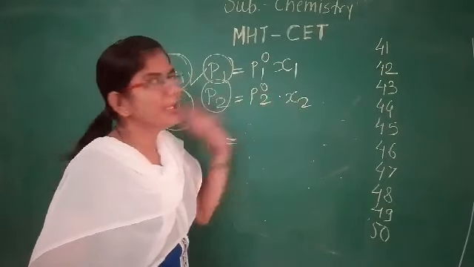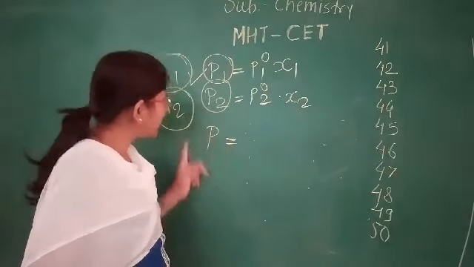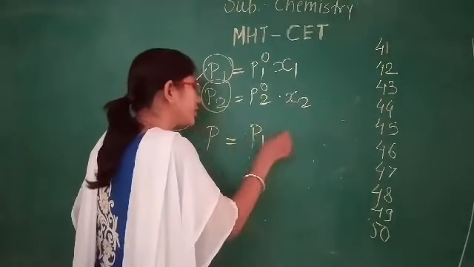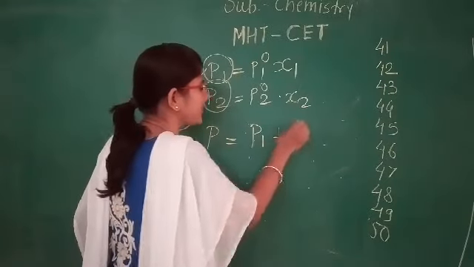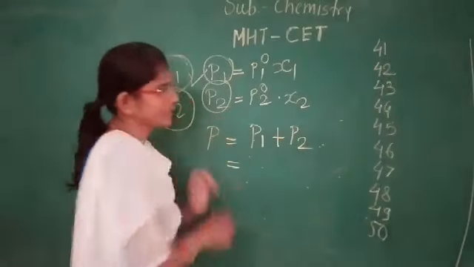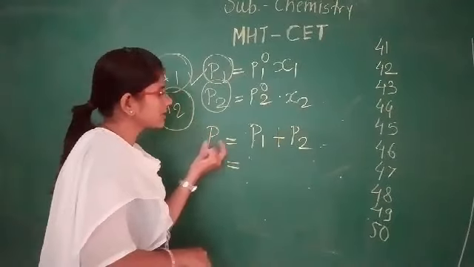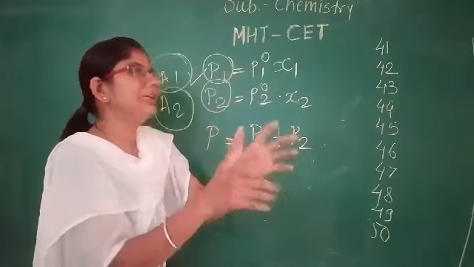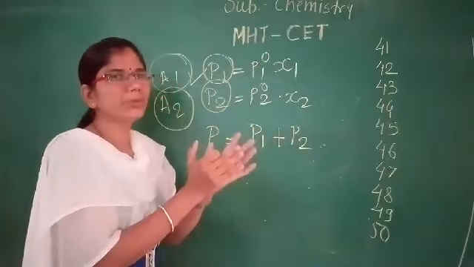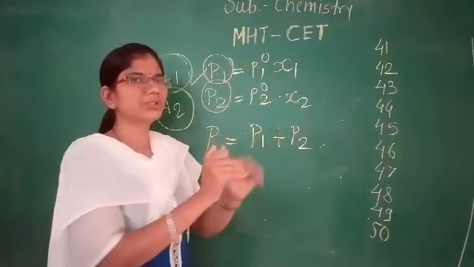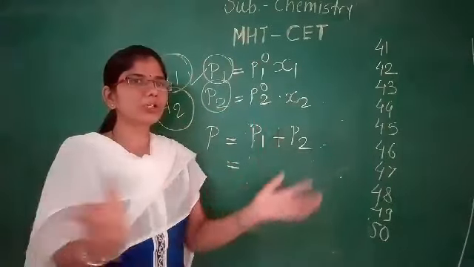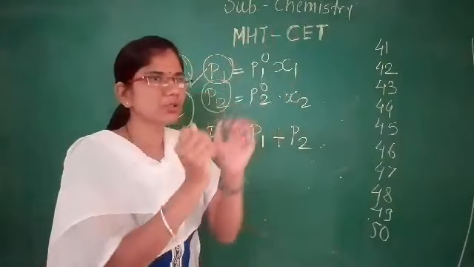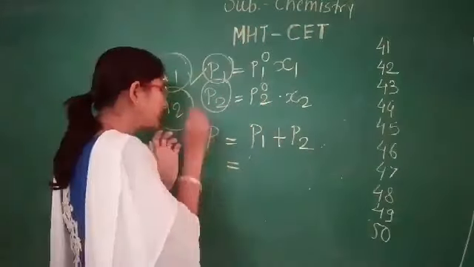But the total pressure on the solution is equal to the partial pressure due to the first component plus the partial pressure due to the second component. The total pressure is equal to the partial pressure on the first component plus the partial pressure on the second component. If there are more than two components, then the partial pressure on the third component and so on, all of these together make up the total pressure.